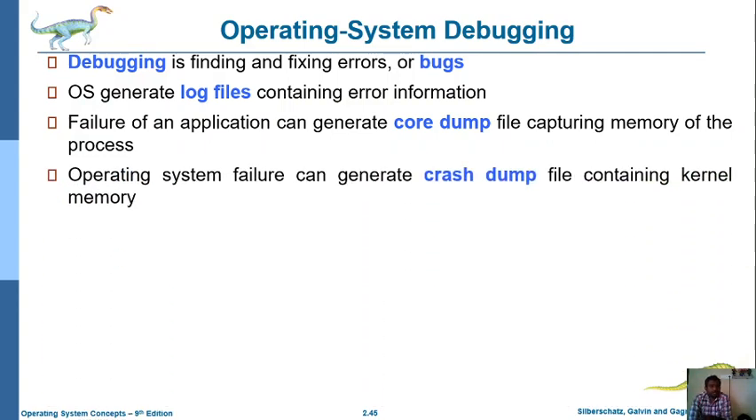In case the operating system itself fails, then it can generate a crash dump file. This file uses kernel memory to store the log information or crash information of that particular process. That means which process crashed, at what time it crashed, how much of the process was completed, and how much remains.